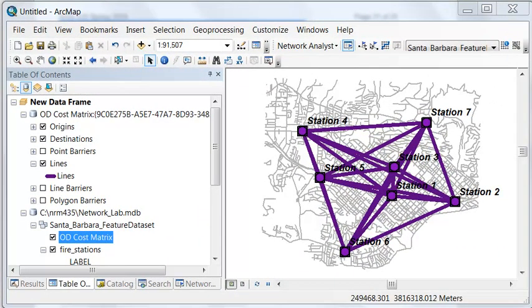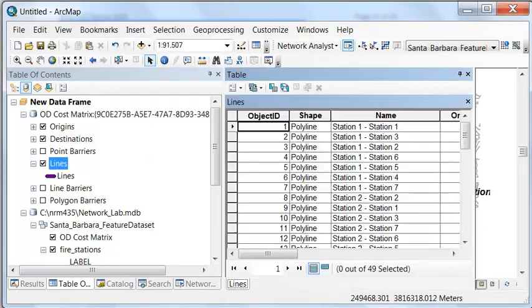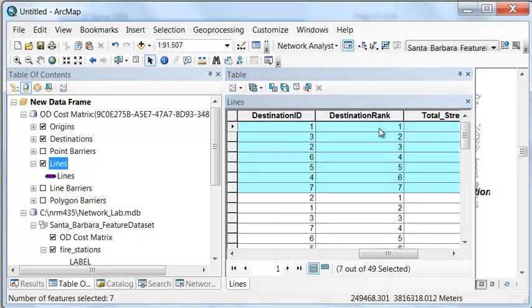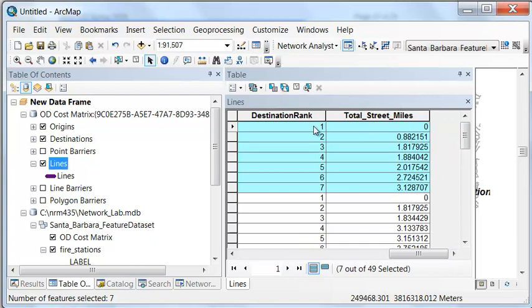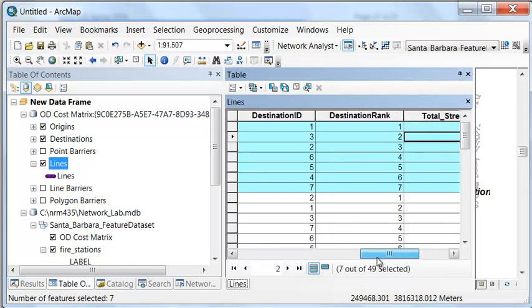Since we have 7 fire stations, 7 squared will give us 49 lines. So if we look at our lines, we have all the lines from station 1 to all the other stations, and then the rank in terms of the shortest distance. To go from station 1 to station 1 is a distance of 0 miles. The next station, which is 0.88 miles away, would be station 3.